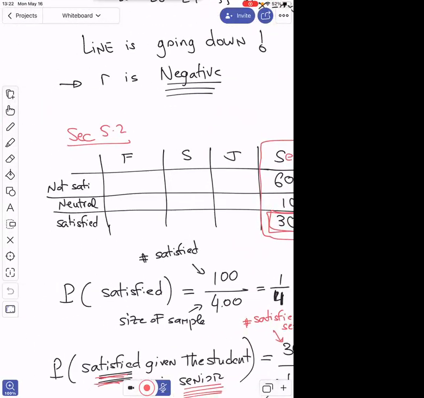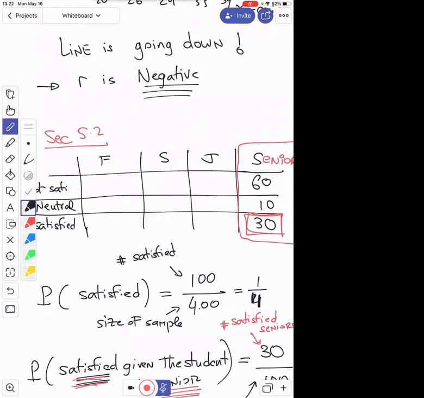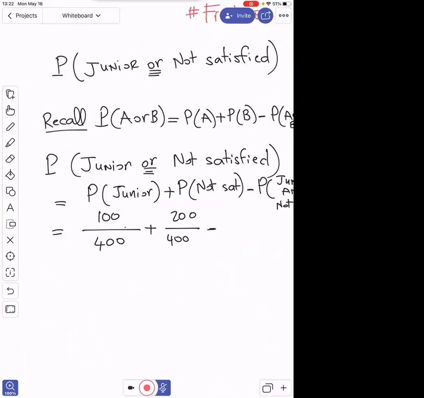So you go to the table, junior and not satisfied, that would be this number right here, right? Junior and not satisfied, that's 75. So minus 75 over 400. So that's 100 plus 200 minus 75 divided by the same common denominator, which is 400.